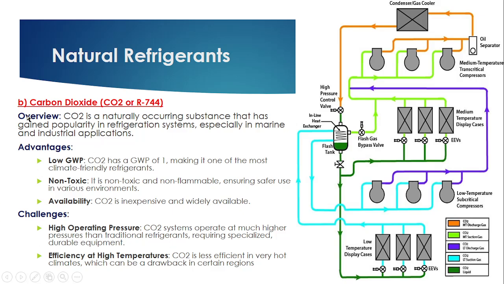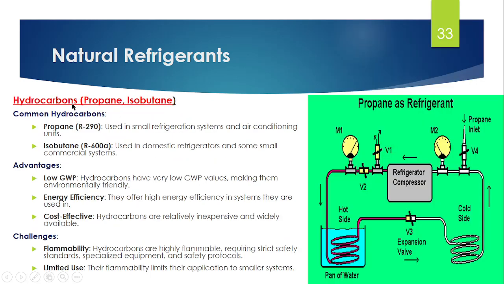So if anybody asks what is the advantage of using natural refrigerant, just close your eyes and say global warming potential, ozone depleting substance, all that. Okay, and one more advantage is that it has non-toxicity. The carbon dioxide itself has a global warming potential of 1 because it is a type of greenhouse gas. Now hydrocarbon, propane or isobutane.